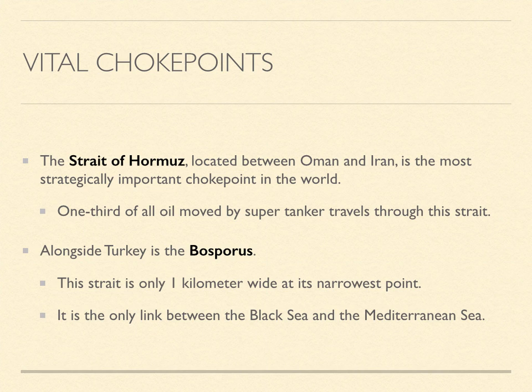And then alongside Turkey is the Bosporus, and this strait is only 1 kilometer wide at its narrowest point. Very narrow. It's the only link between the Black Sea and the Mediterranean Sea.